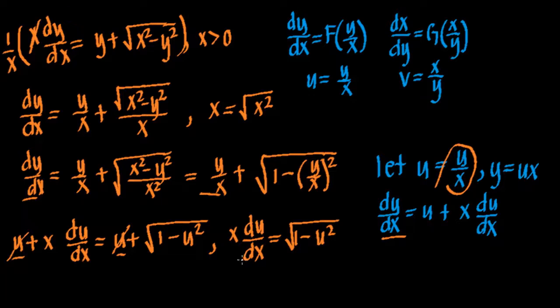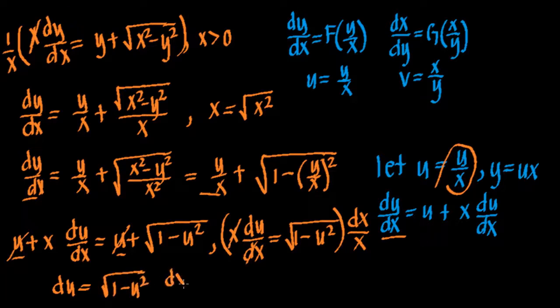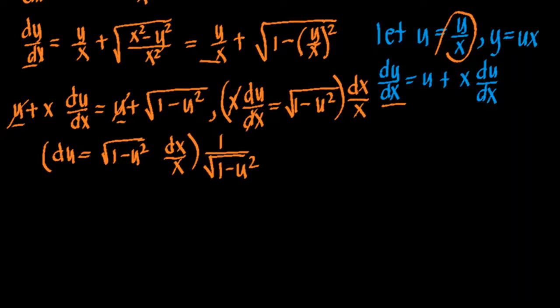Now, multiplying both sides of the equation by dx over x so that we can separate the variables, we have du is equal to the square root of 1 minus u squared times dx over x. Now, we'll multiply 1 over the square root of 1 minus u squared to both sides of the equation to separate the variables. All the expressions in terms of u must be on the left-hand side, and all the expressions in terms of x must be on the right-hand side. So we have du over the square root of 1 minus u squared is equal to dx over x.